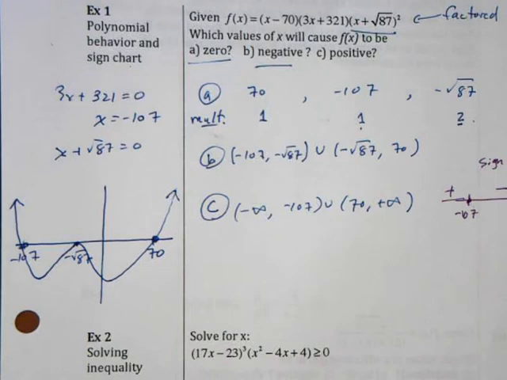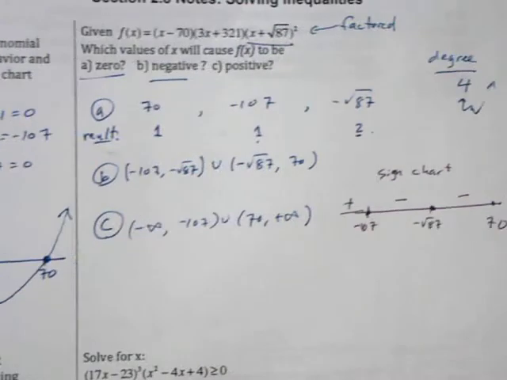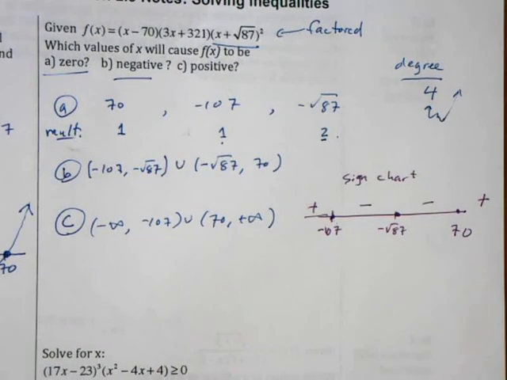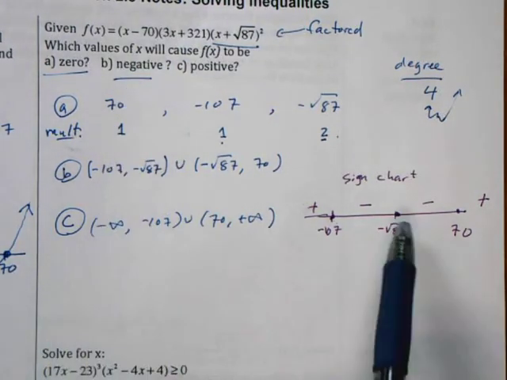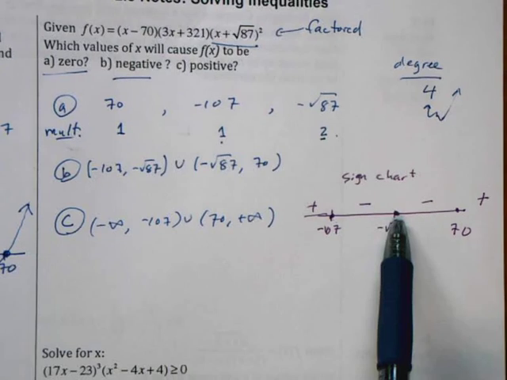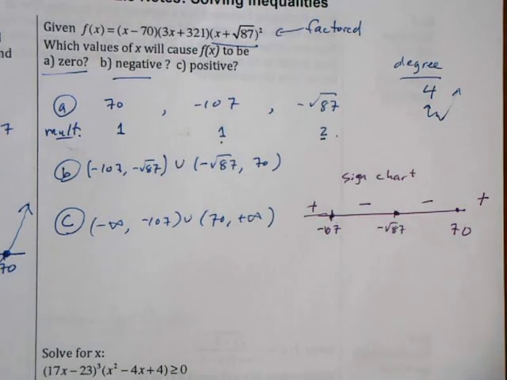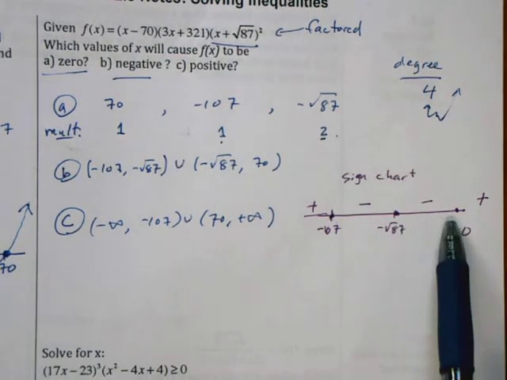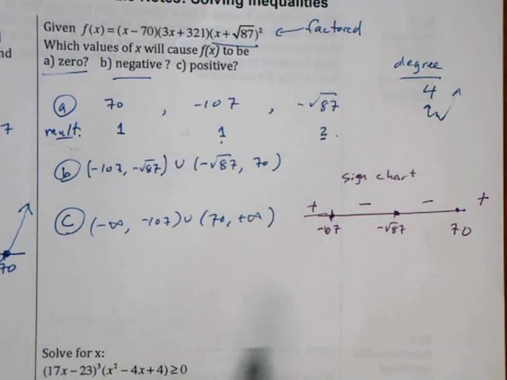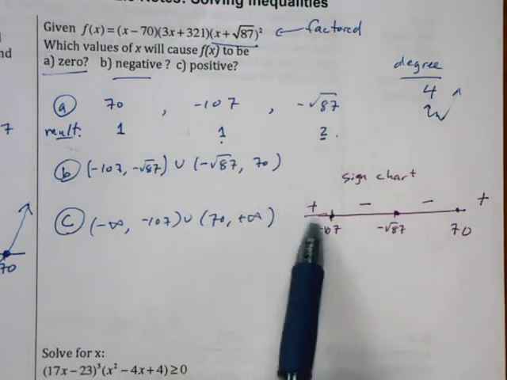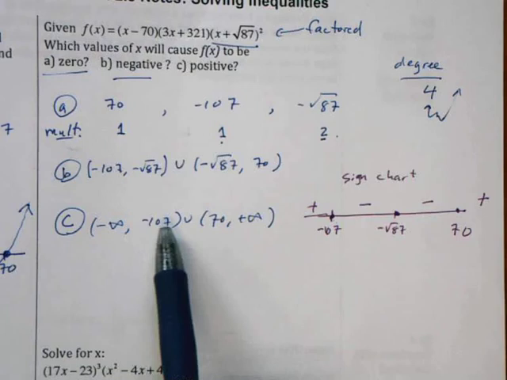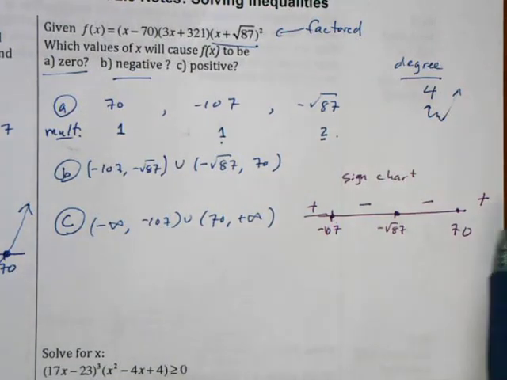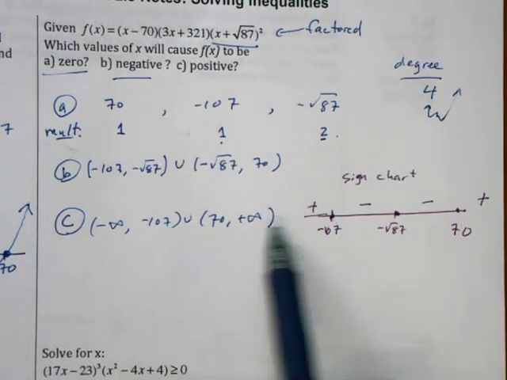So there we go. And a few things here, whoops, I should show you my sign chart. That'll probably make things a little bit easier for you to see. So I'll reiterate it again. Where is it negative? Well, between negative 107 and negative square root of 87, and then between negative square root of 87 and 70. Where is it positive? To the left of negative 107, basically means all the numbers between negative infinity and negative 107, and then to the right of 70, from 70 onwards.